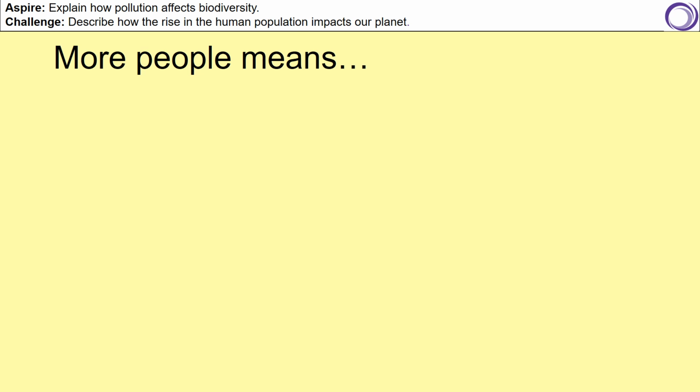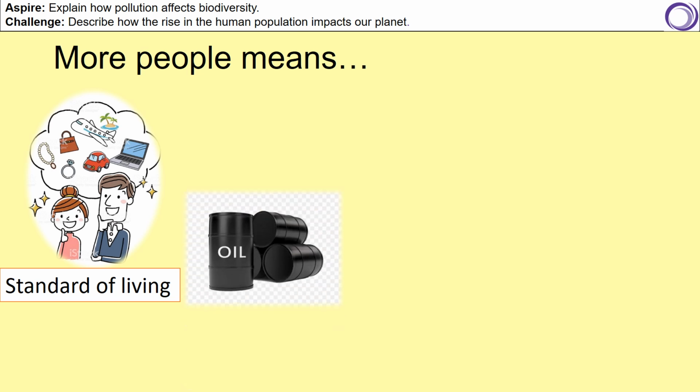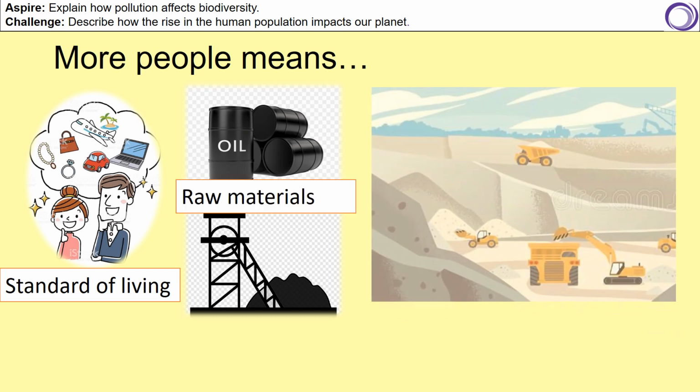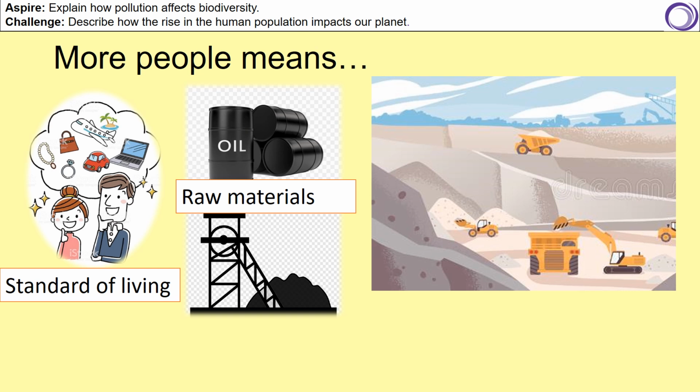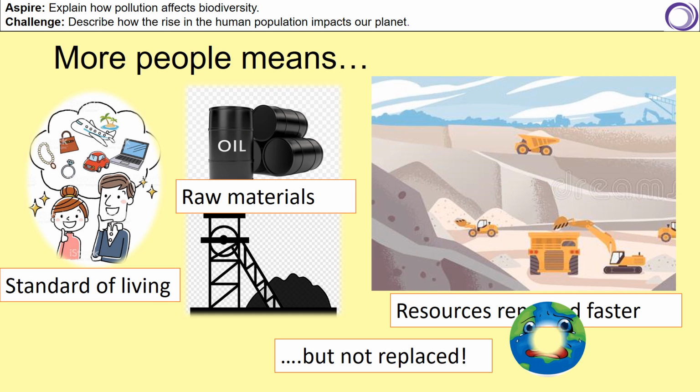So what does a growing population mean? Well, more people means there's a high demand for consumables. Because the standard of living improves, we want more products. And to make more products, we want to be able to take out raw materials from our planet. And if we do that, then the resources from our planet are going to be removed a lot faster, but not replaced. This isn't great news for our planet.